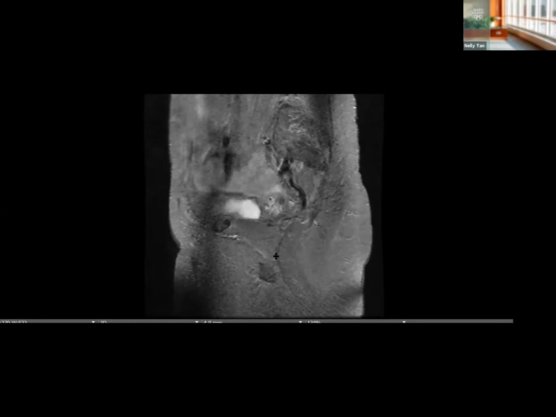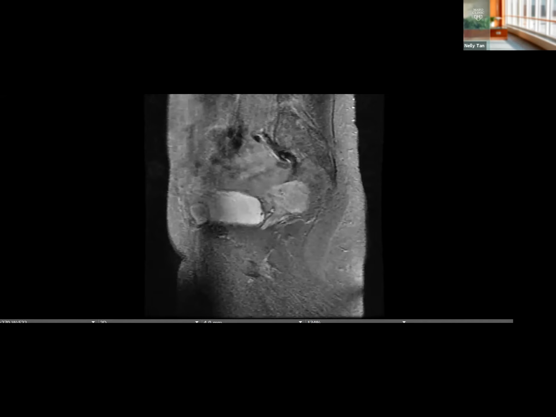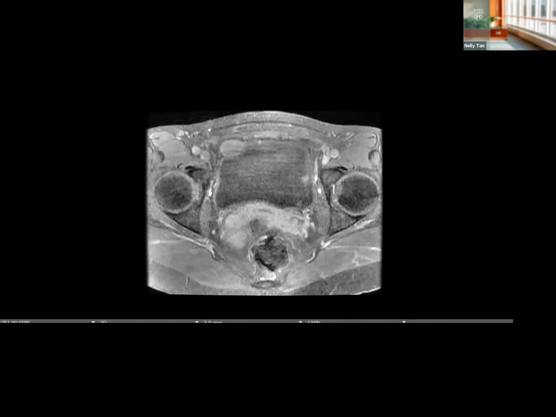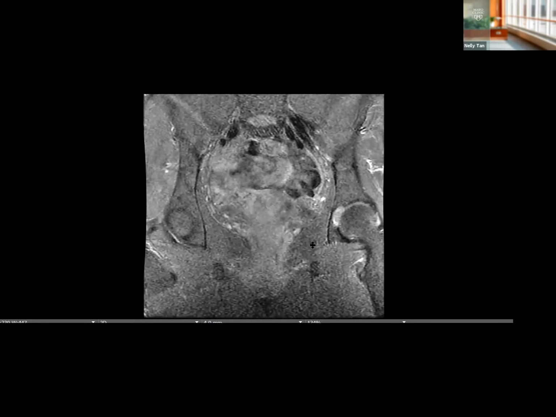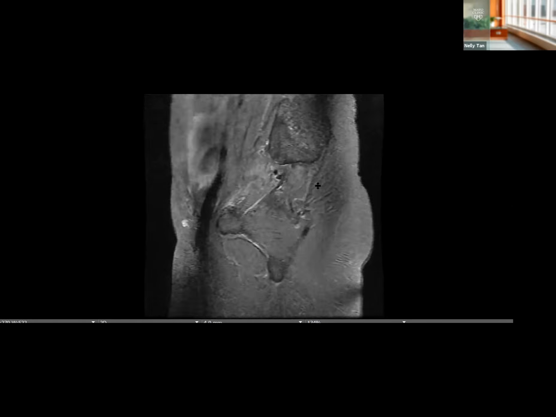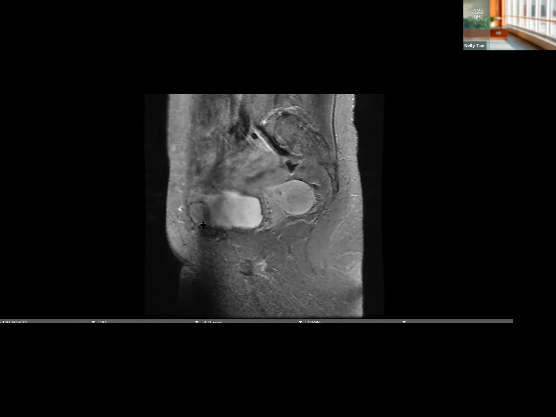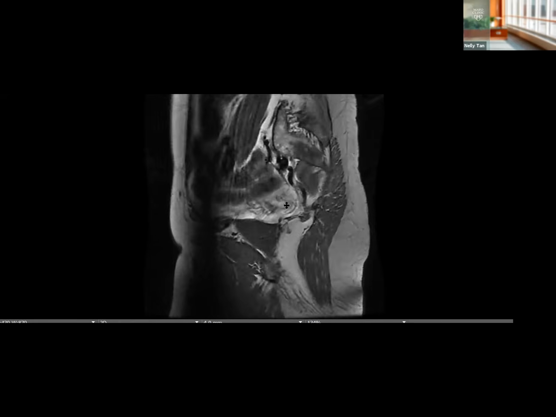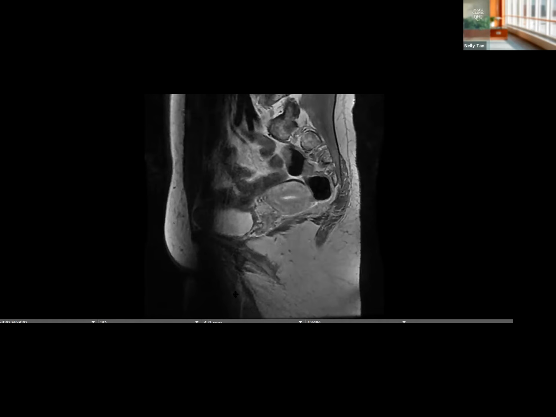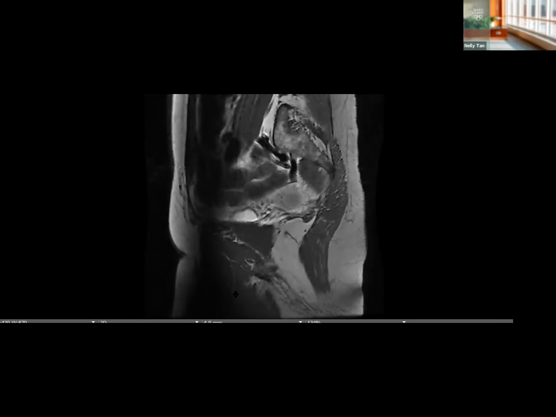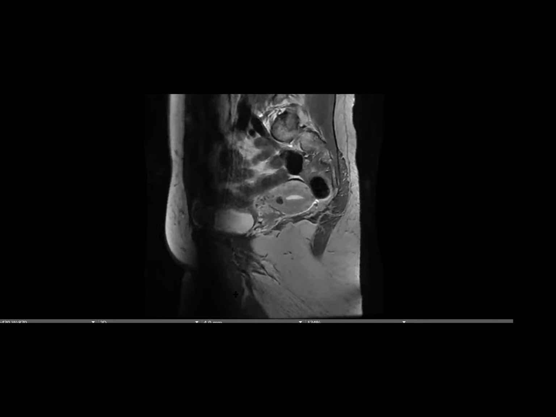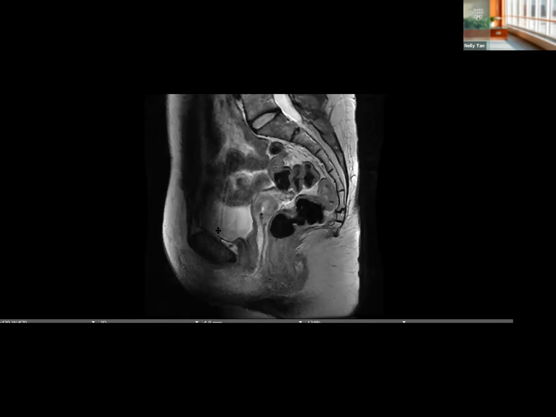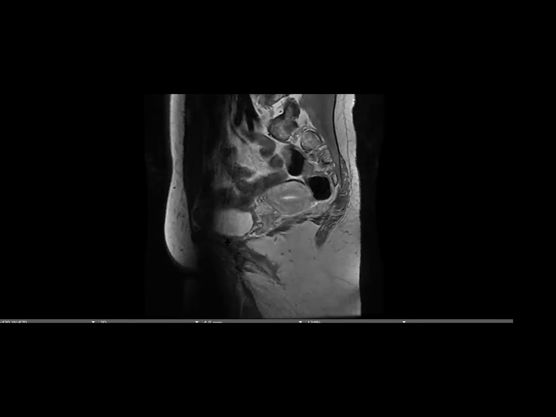So there's a lesion in the anterior bladder wall. Here's the axial. What do you guys think? This came to our gynecologist. Here's the T2. Could be another leiomyoma. Yeah, so this was resected and it came back to be a bladder leiomyoma. Just a cute companion case.